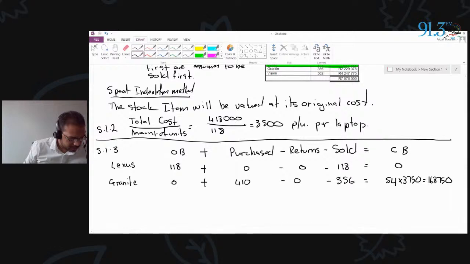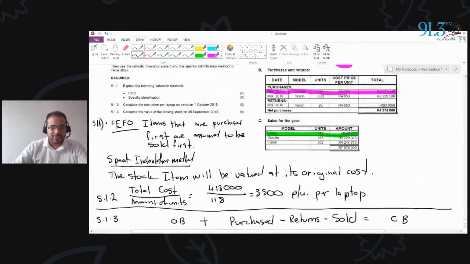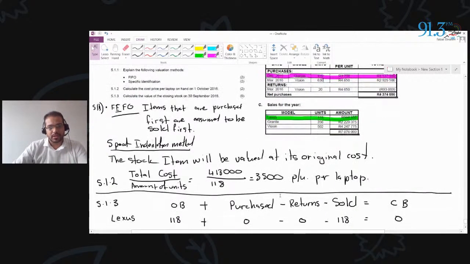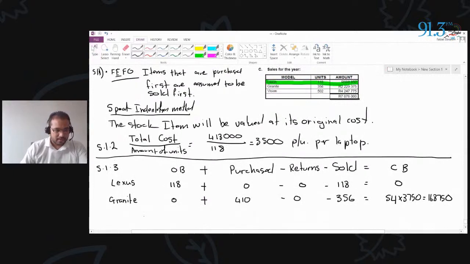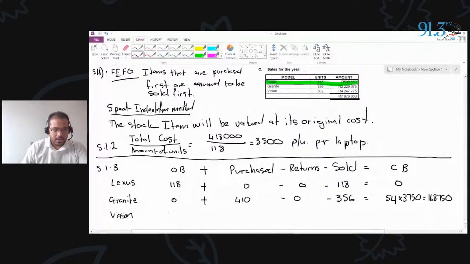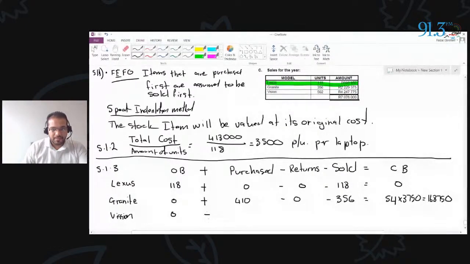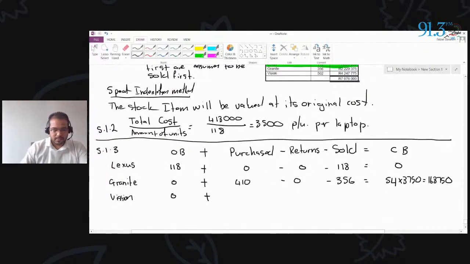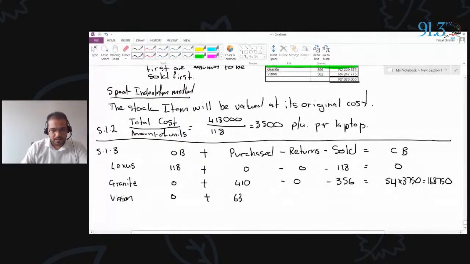We've got 168,750. Then the same principle I apply to the next one, Vision. But now in Vision, I had a return of 20 units. So again, we write down here Vision, no opening balance plus 630. So we've got here 630 minus 20 units minus what I sold of 502.